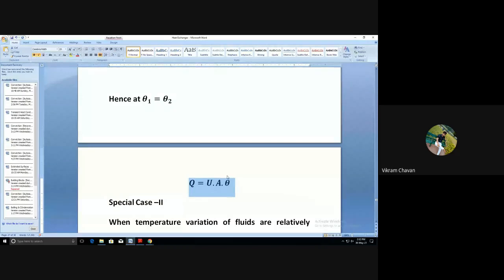So this is the one case where we get the value of theta 1 equal to theta 2, and in that case you have to consider the equation that Q is equal to U multiplied by A multiplied by theta.